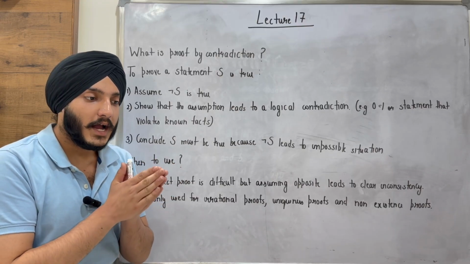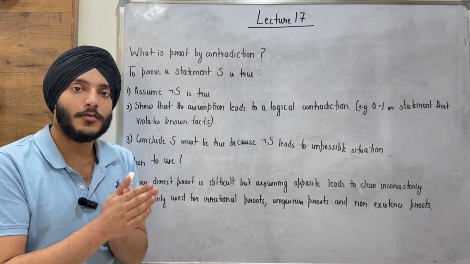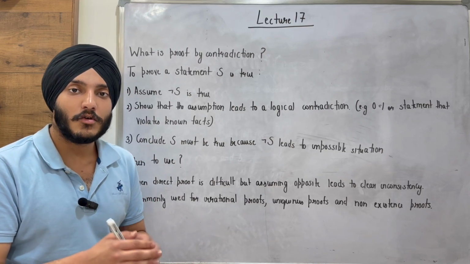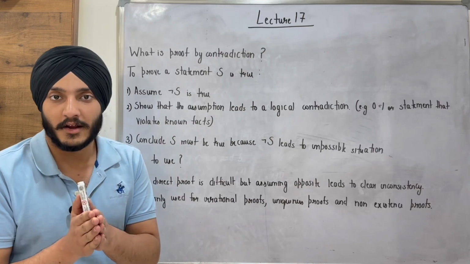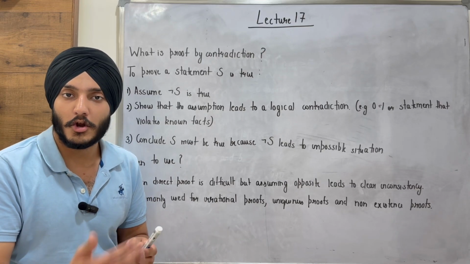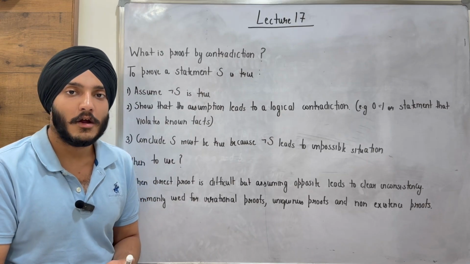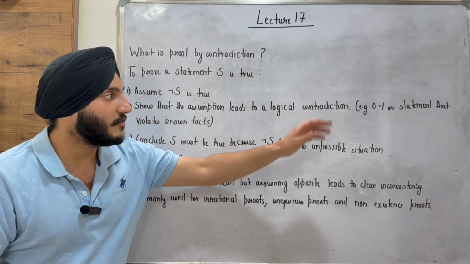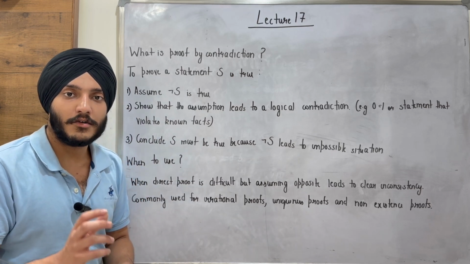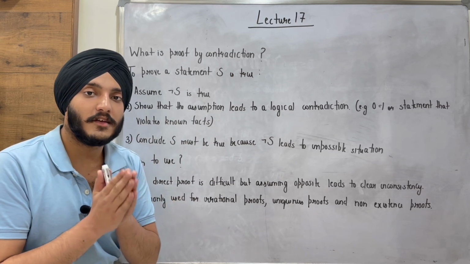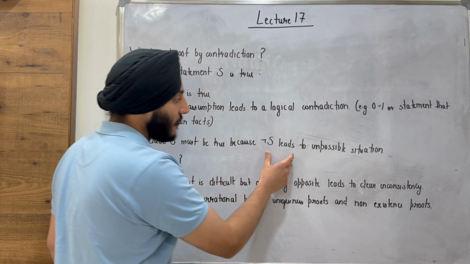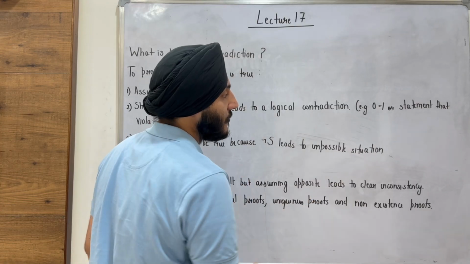But when I make those assumptions and try to solve the equation, what usually happens is that you come to a point where there's a contradiction. That contradiction might be that you're violating some known facts in mathematics. Maybe you come up with a zero in the denominator, which is not possible, or maybe you come up with something like 0 equals 1. So that's the basic point. If you reach this contradiction, you note it down. And finally, conclude S must be true because the negation of S leads to an impossible situation.